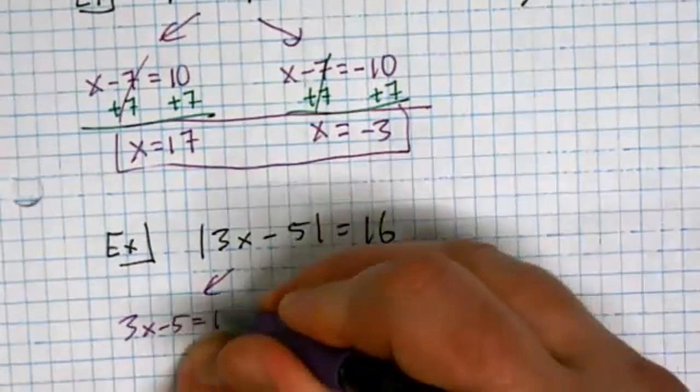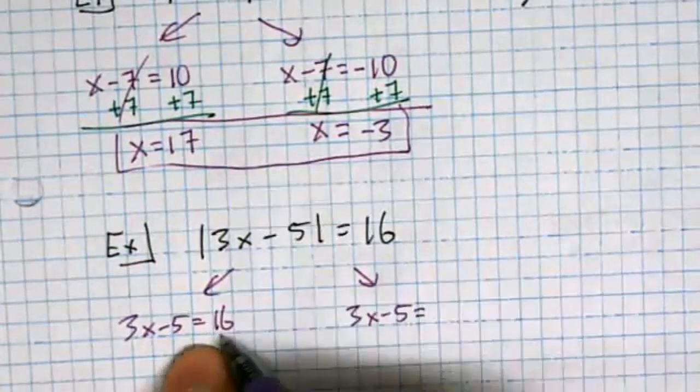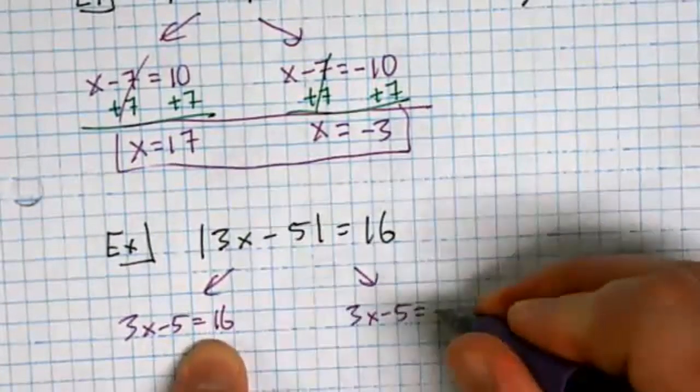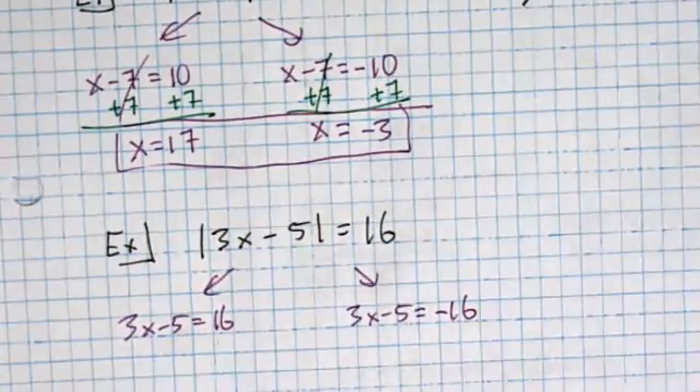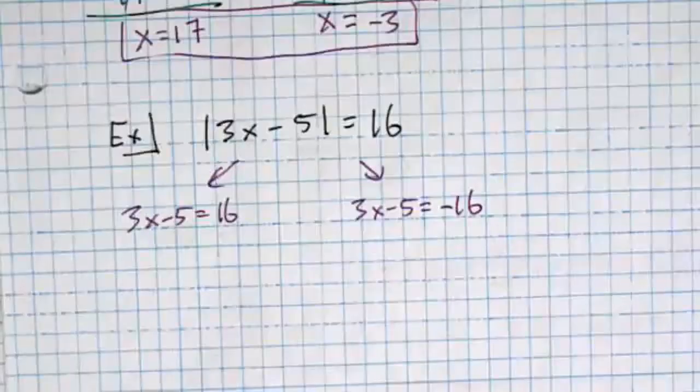It's going to be 16. What's this one going to have? -16. Always one version with the positive, one version with the negative. -16. All right, go ahead and solve those two equations. It's going to take you a couple steps of algebra to solve them.